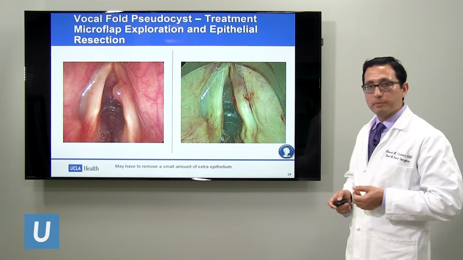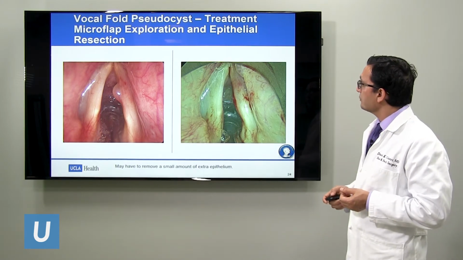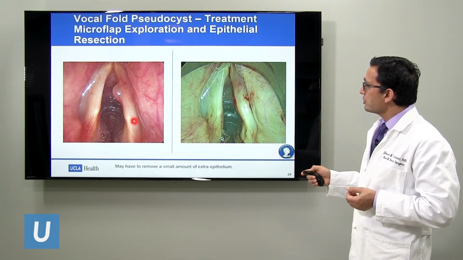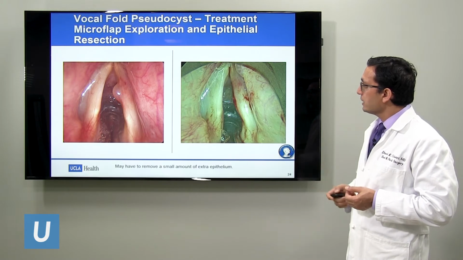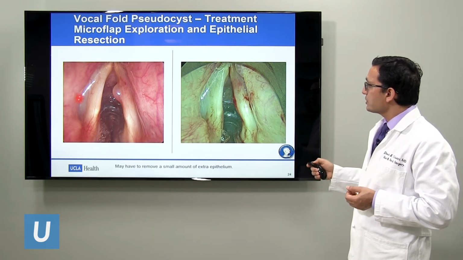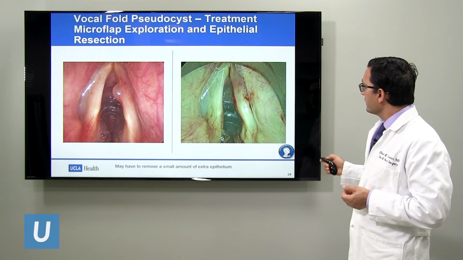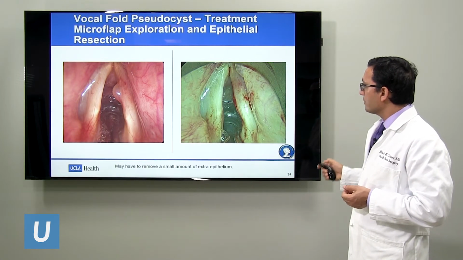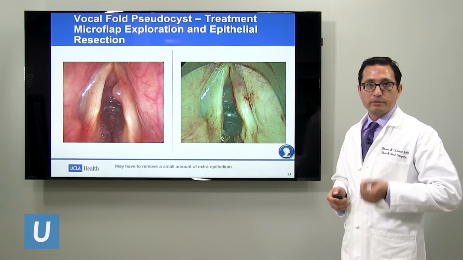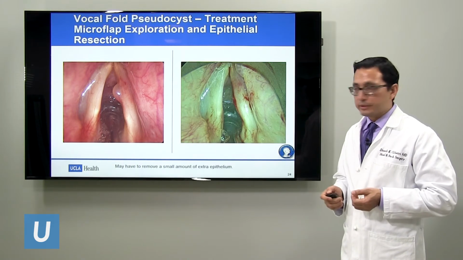The treatment again is with microflap surgery, as I mentioned before. Here is again a patient with a right-sided vocal fold pseudocyst. It has been excised using the microflap technique, and this is the immediate post-operative outcome. And after a period of healing, it looks quite good.